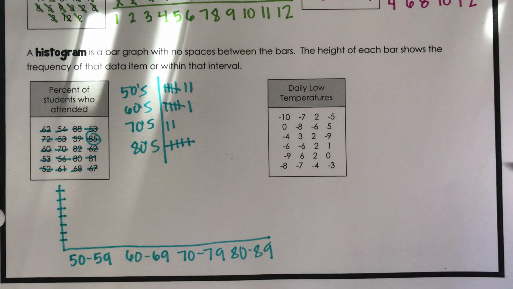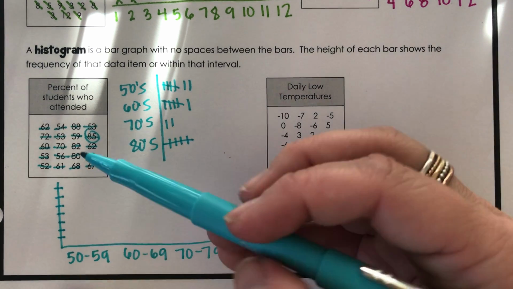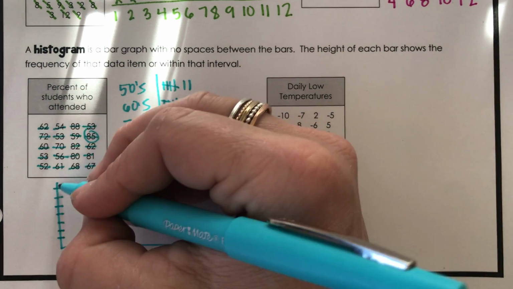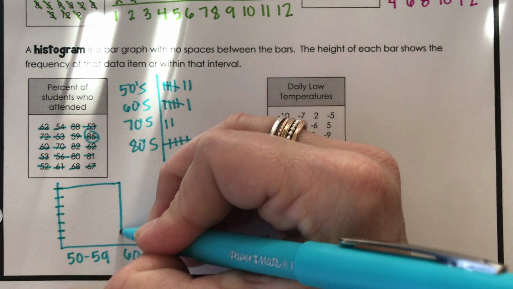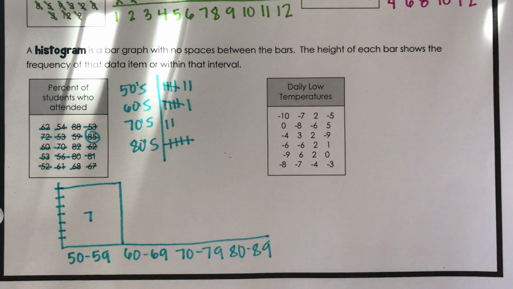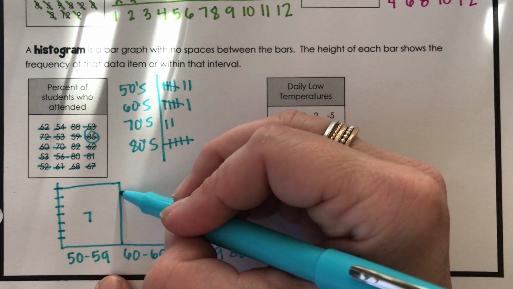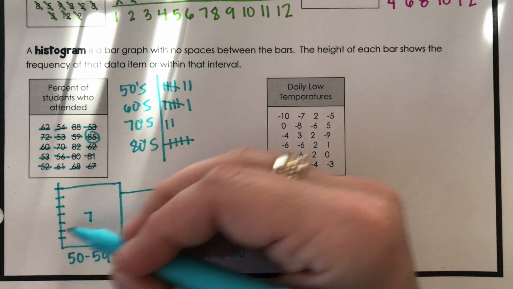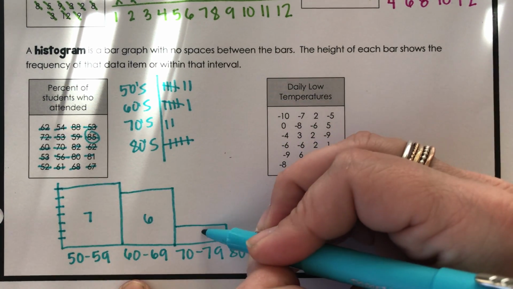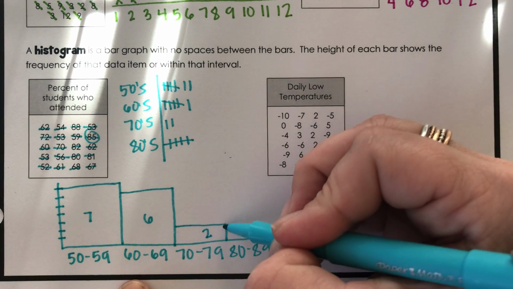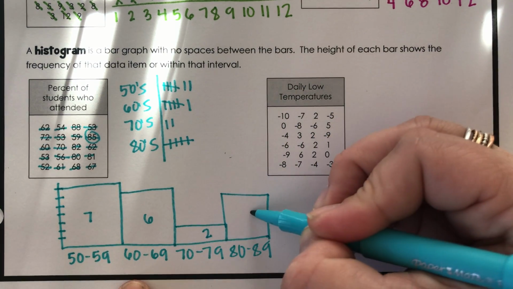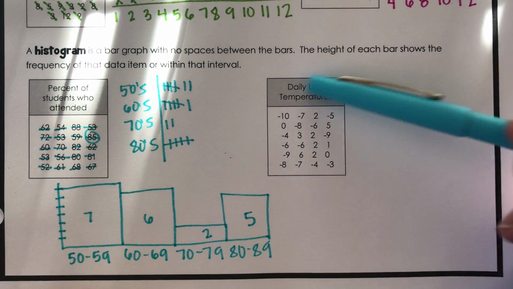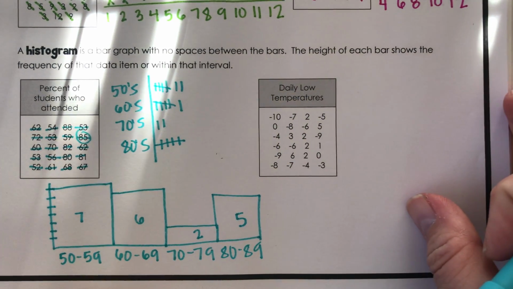And my bar is going to show the frequency. So how often was there a number in the 50s? 7 times. And I put the 7 inside the bar. 60s had a frequency of 6. 70s had a frequency of 2. And 80s had a frequency of 5. And that's a histogram.